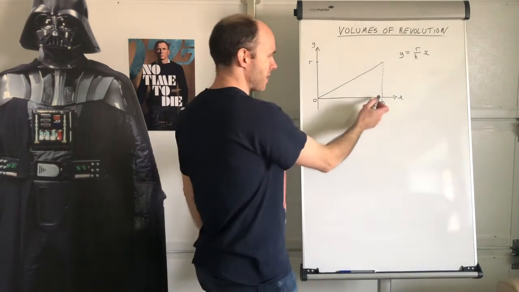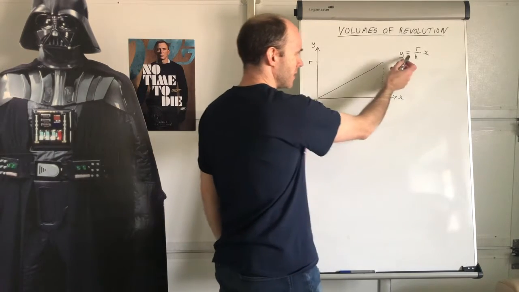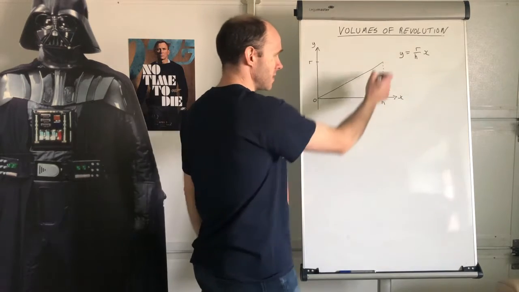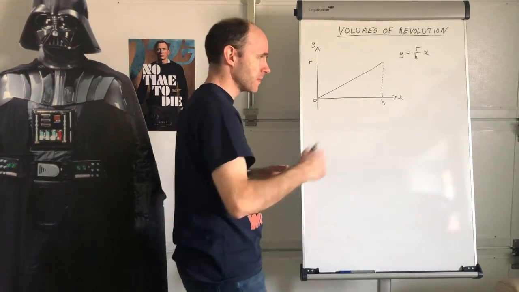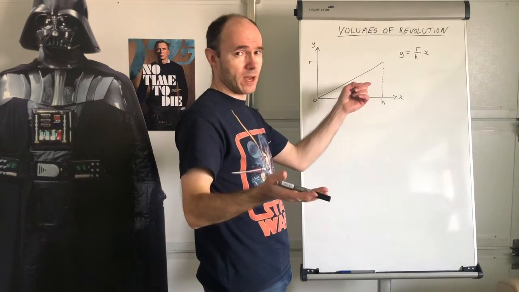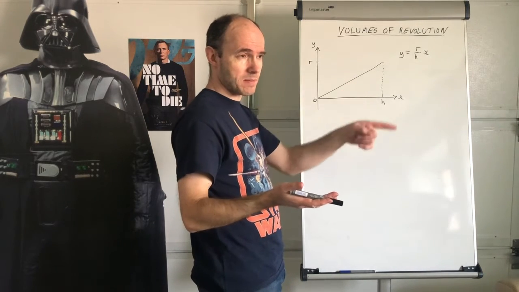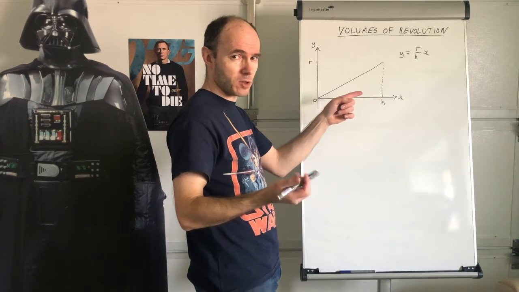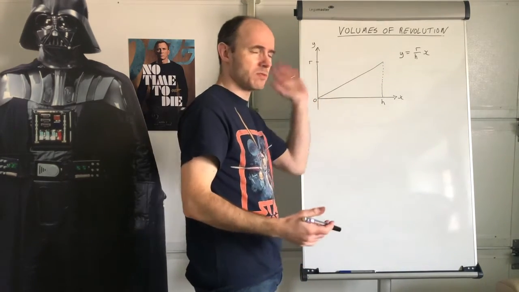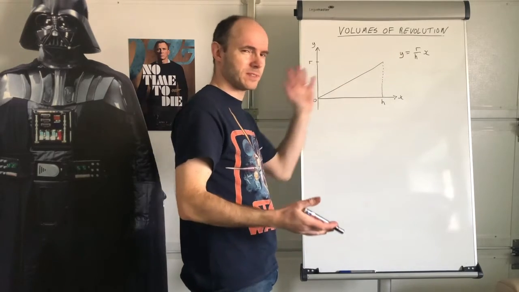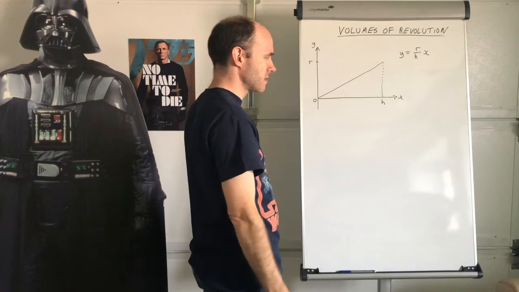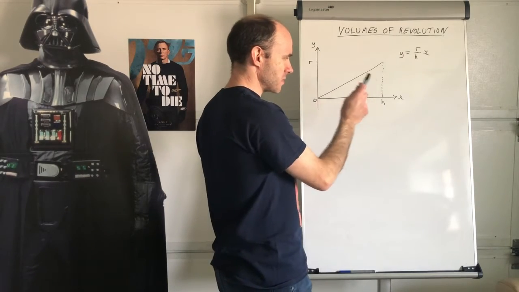Okay, so if that value is h, that value is r, then the equation for this is y equals r over h x. Sure you're happy with that? Gradient is r over h, isn't it? What I want to do is rotate that straight line 2 pi radians about the x-axis and find the volume generated between x equals 0 and x equals h. I just didn't want to write that up on the board because it takes up a lot of board space.